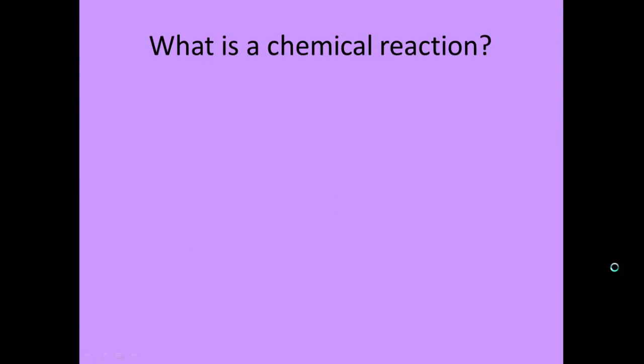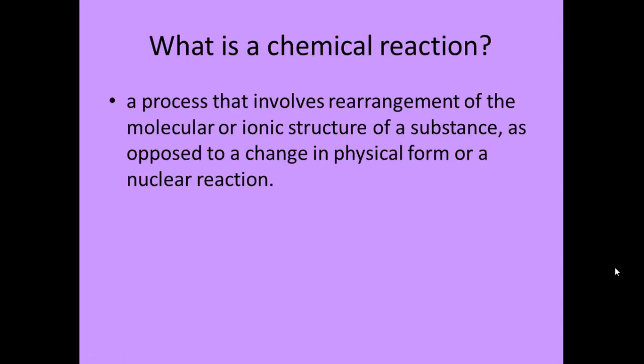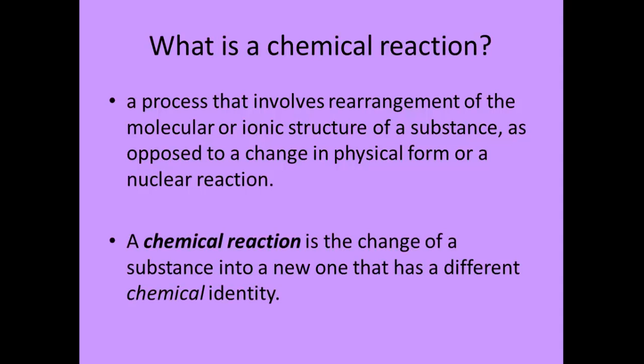So what is a chemical reaction? A process that involves rearrangement of the molecular or ionic structures of a substance as opposed to a change in the physical form or a nuclear reaction. So what exactly does that mean? So a chemical reaction is the change of a substance into a new one that has different chemical identity.